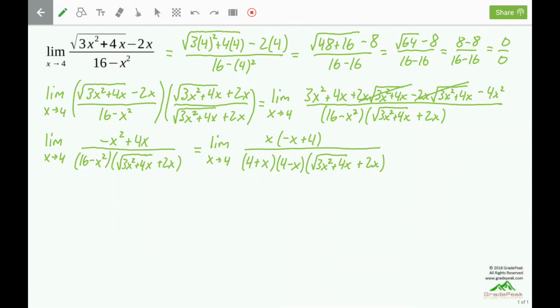We still have 0 over 0 until we cancel like factors, but negative x plus 4 and 4 minus x are identical factors. They're both making 0 over 0 when x goes to 4. They can now cancel, and we can write what's left over. Limit as x goes to 4 of x divided by 4 plus x times the root of 3x squared plus 4x plus 2x.